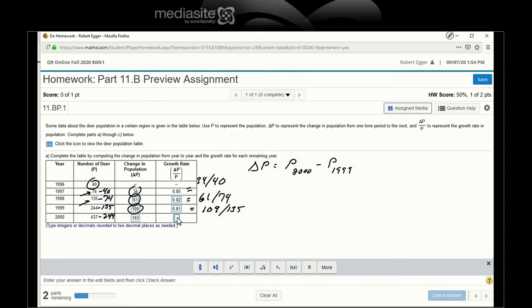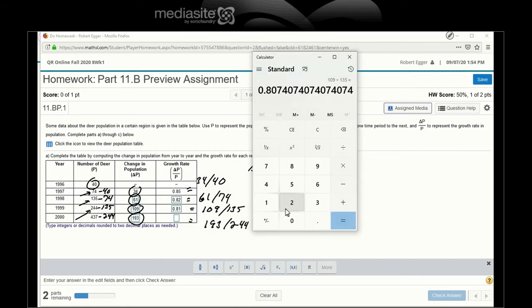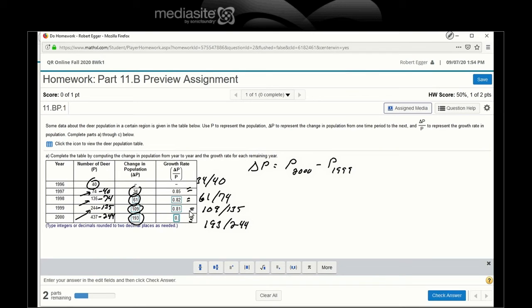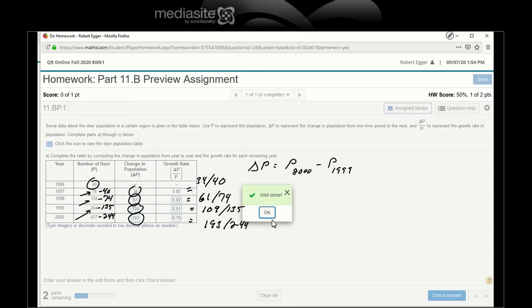And lastly, 193 divided by 244 is 0.79. So let's see. It looks like we're going down. 0.3, 0.1, 0.2. Probably looks like about 0.02 on average. Check answers. Well done. Woohoo.